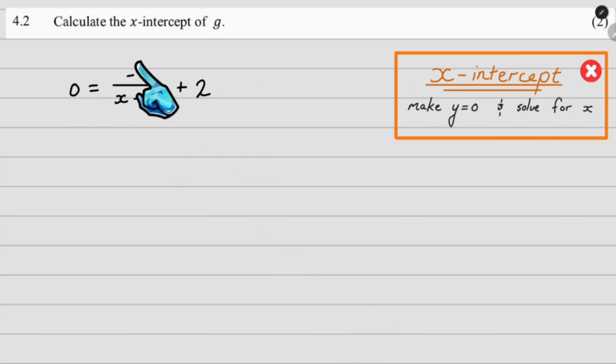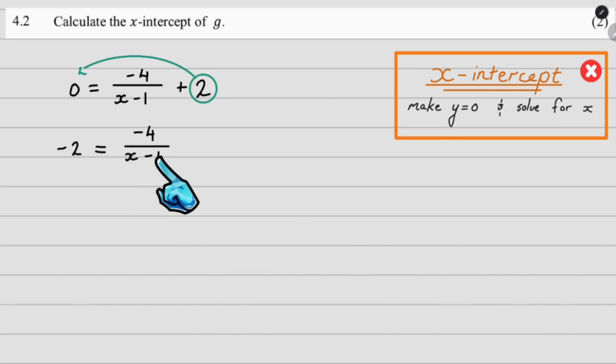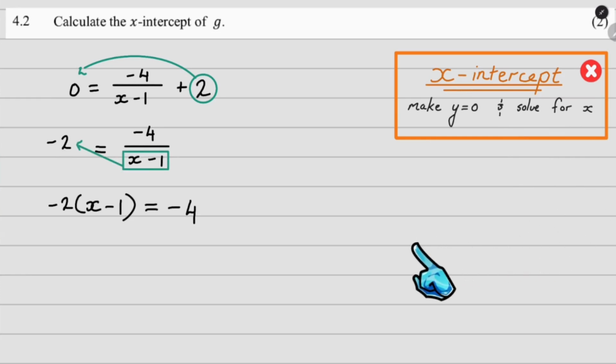Then I want to get this fraction on its own so I can cross multiply. So I'm going to take that 2 over and it becomes -2. And now I want to bring this up. It's sort of a shortcut of cross multiplication. When you bring it up, just remember to keep it in brackets because we're going to distribute this -2 in next.